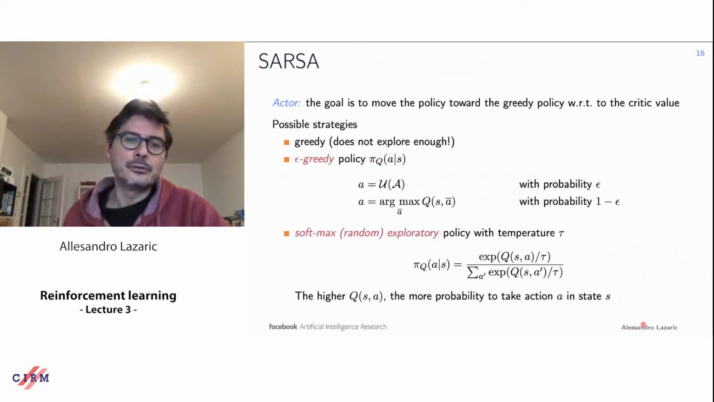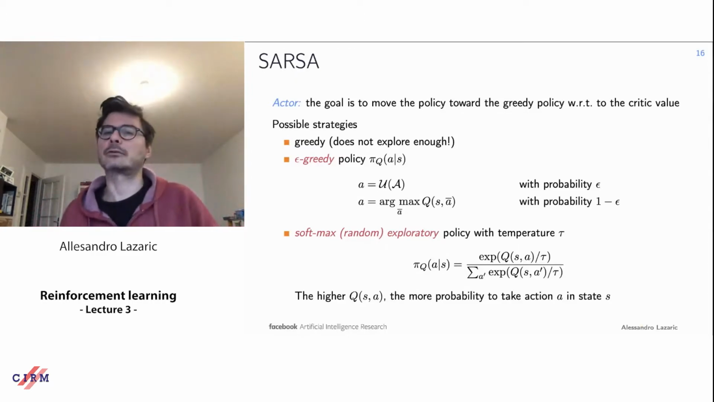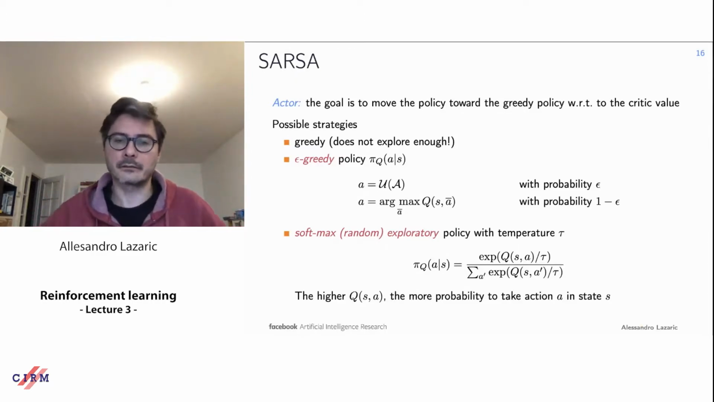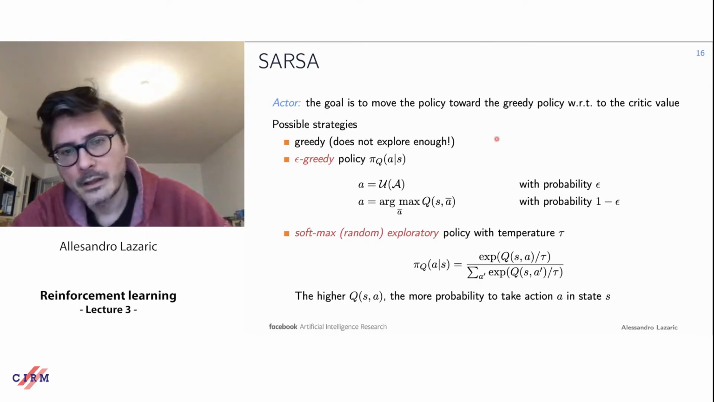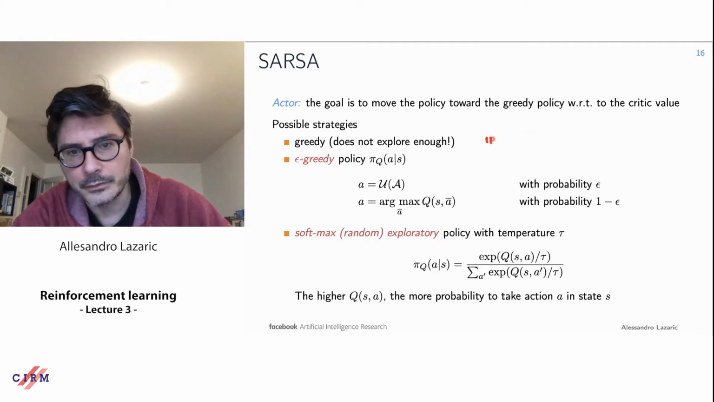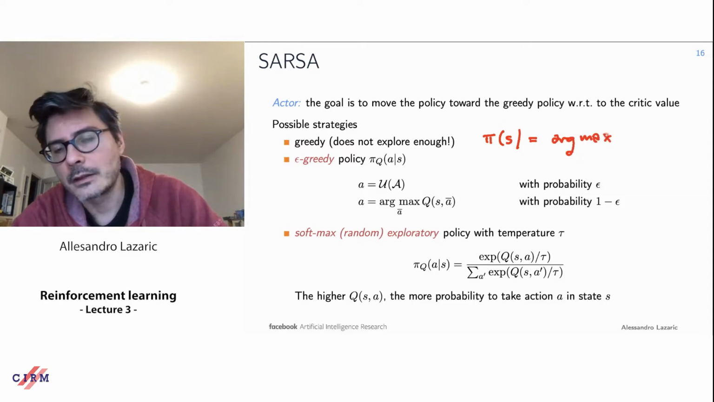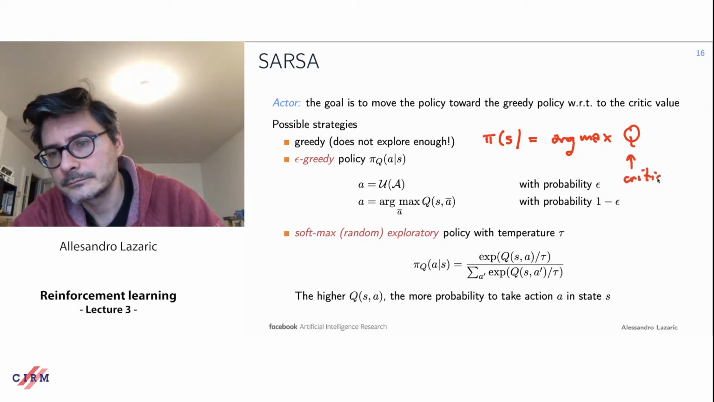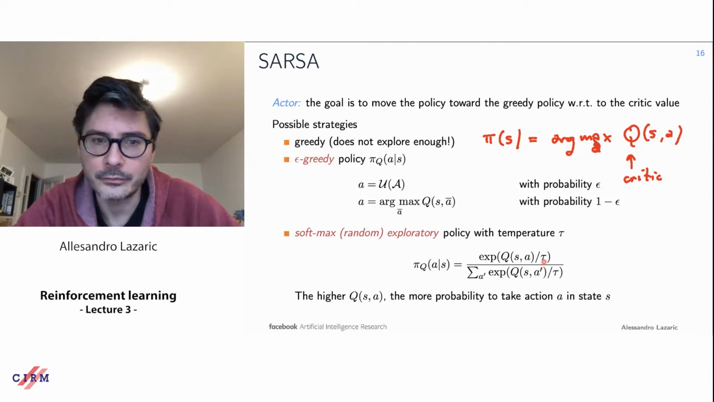Actually, in practice, we use different formulations of how the actor works based on what the critic has learned. And strategies are of this kind. So the first one is what I just wrote in the previous slide. We say that the policy that we deduce is by taking what the critic has learned so far, and I will just take the action which maximizes the associated action value function.